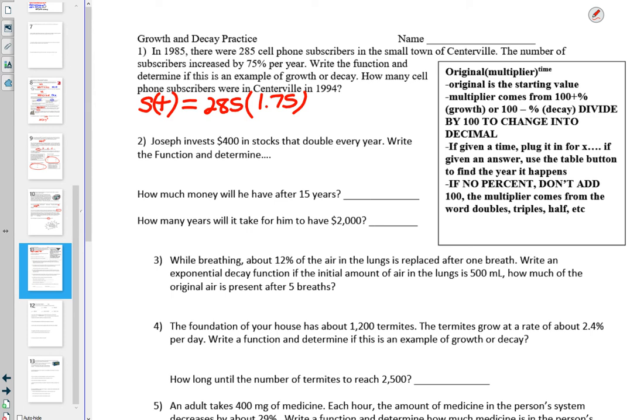To the power of, well, okay, we're measuring time in years. How many years passed by from 1985 to 1994? How many years passed from 85 to 94? 9. So let's try to use this to figure out how many cell phone subscribers. 1.75 to the power of 9 times 285. So I'm getting 43. Oh, I love this one. Great number. Are you guys looking at the same number that I am on your calculator? Yeah. You should be getting 43,871.